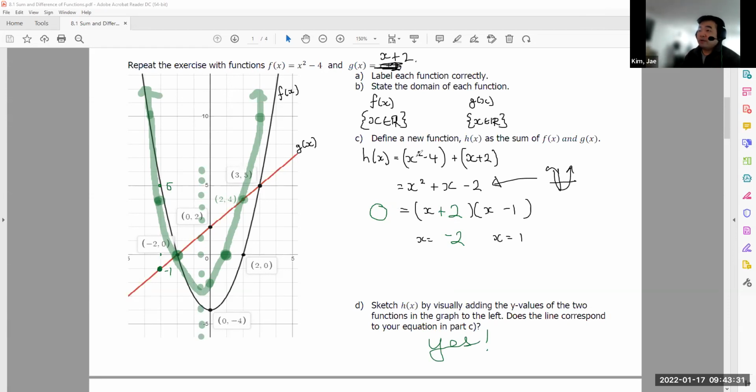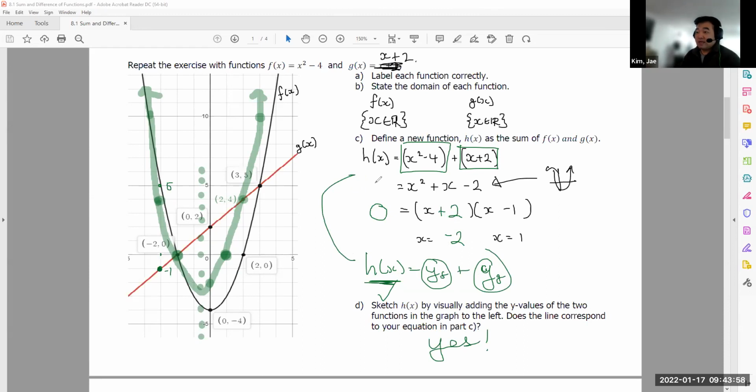Another point that I want to mention is if I calculate the answer for f of x, and I calculate the answer for g of x, in other words, h of x is equal to y f plus y g, right? If I calculate the y value of each function independently, and then I add it together, I will get the same answer as if I was calculating the new equation separately.